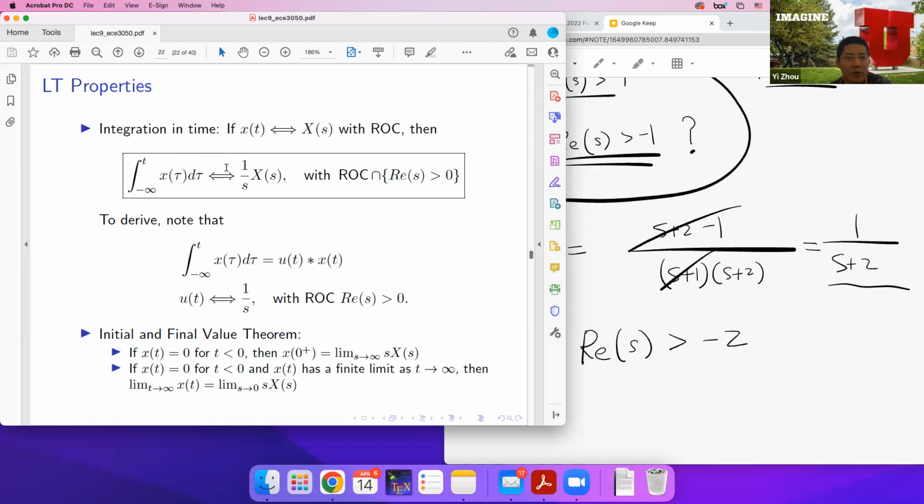And this is the integration property in time. Integration of the signal from negative infinity up to t leads to such a Laplace transform, and the ROC is given in this way: the original ROC intersected with the right half plane in the S domain.